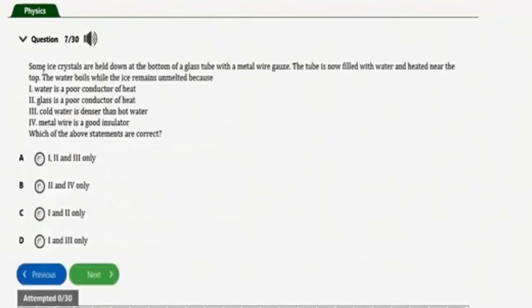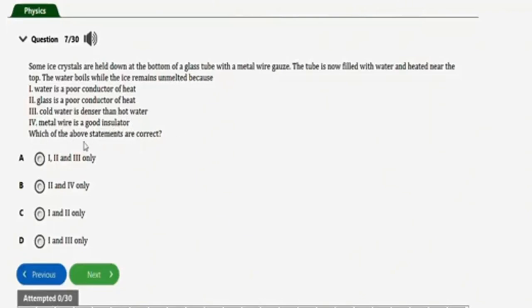It says some ice crystals are held down at the bottom of a glass tube with a metal wire gauge. The tube is now filled with water and heated near the top. The water boils while the ice remains unmelted because we have these following options. I. Water is a poor conductor of heat. II. Glass is a poor conductor of heat. III. Cold water is denser than hot water. IV. Metal wire is a good insulator. Which of the above statements are correct?